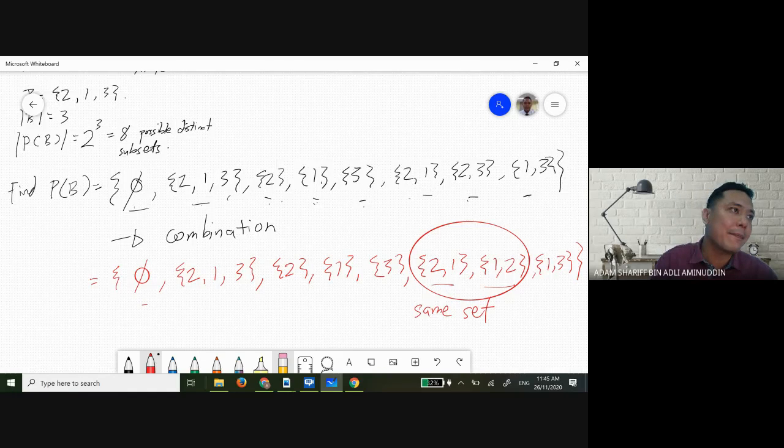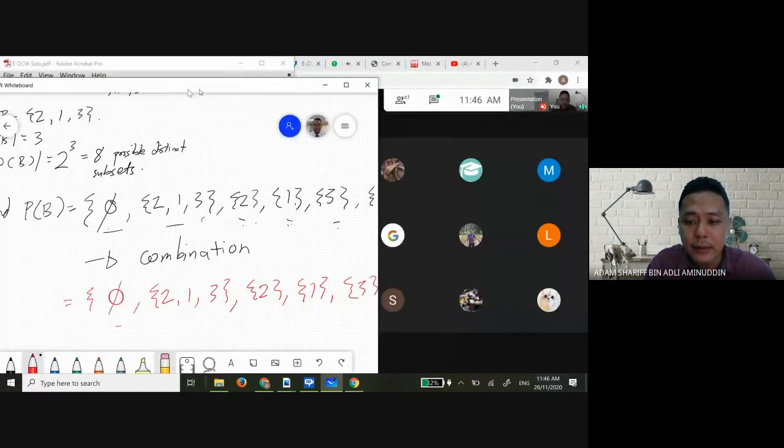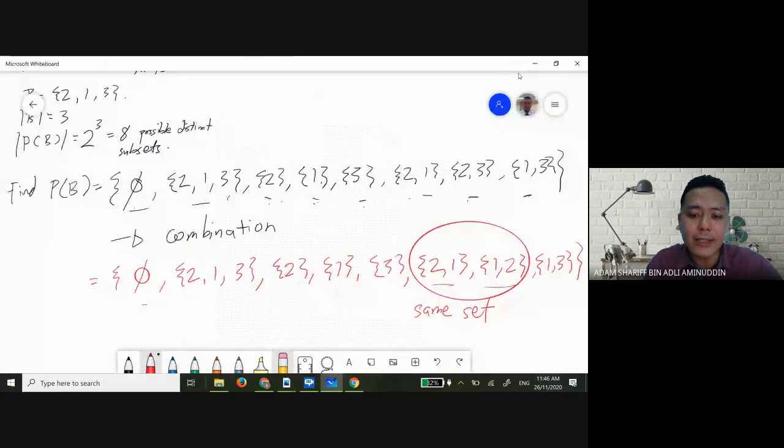Ada yang tak nampak tak kesalahan kat sini? Boleh nyatakan. If some of you cannot see the mistakes here, voice out lah. Ke ada yang WhatsApp ni? Tak ada.